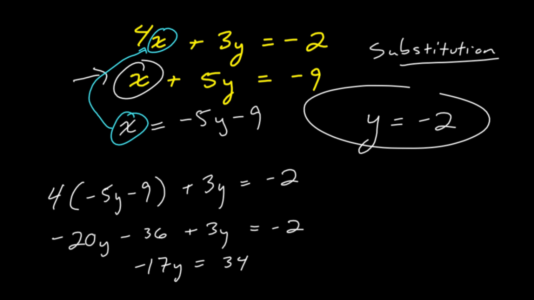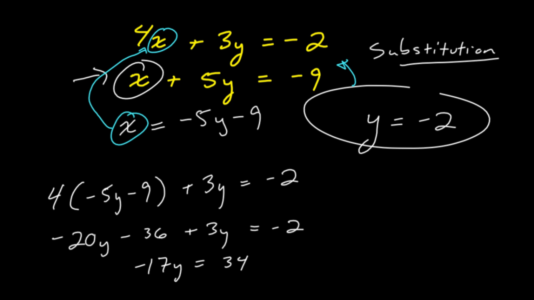Once we have y equals negative 2, we're saying that that is part of the coordinate point that makes both these equations true. So all we're going to do is plug that y equals negative 2 into one of the equations. Doesn't matter which one. We could pick either one. Plug it into one of those equations and solve for x. So we'll just go with the first one.